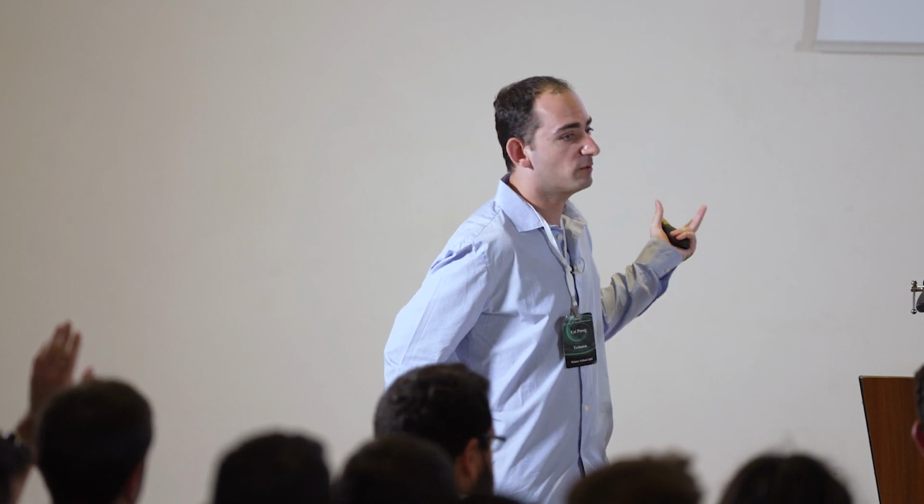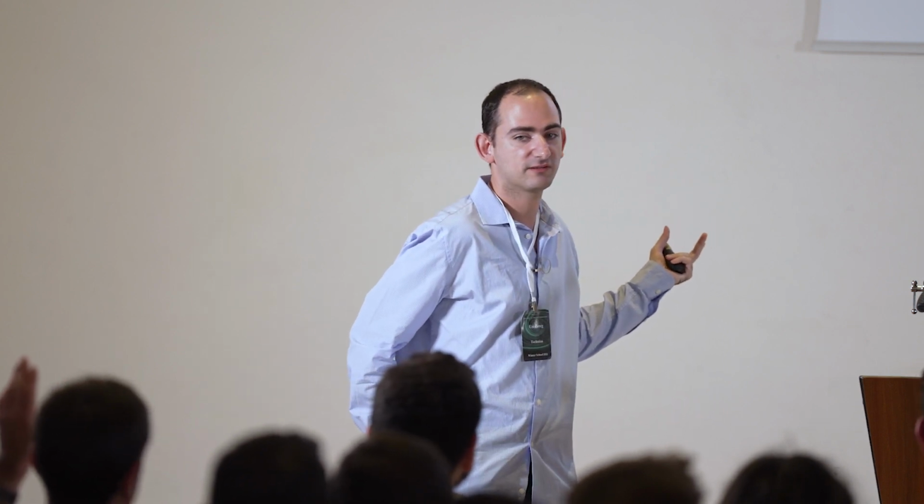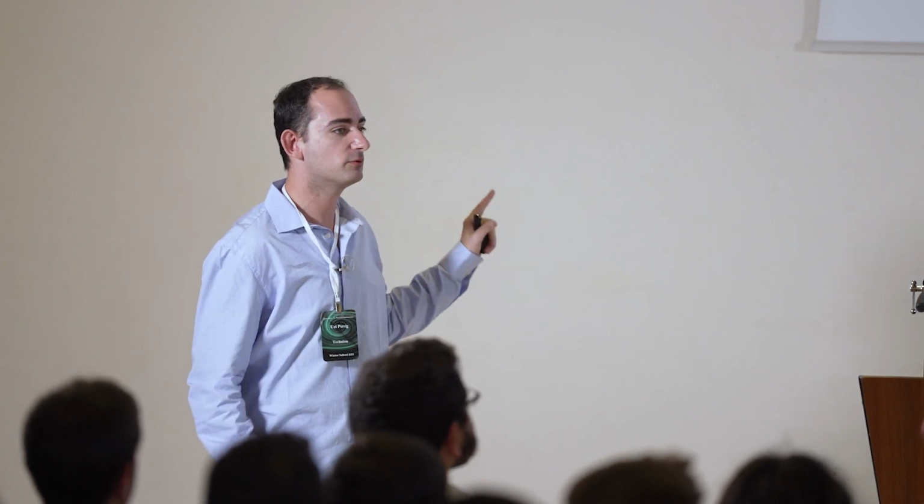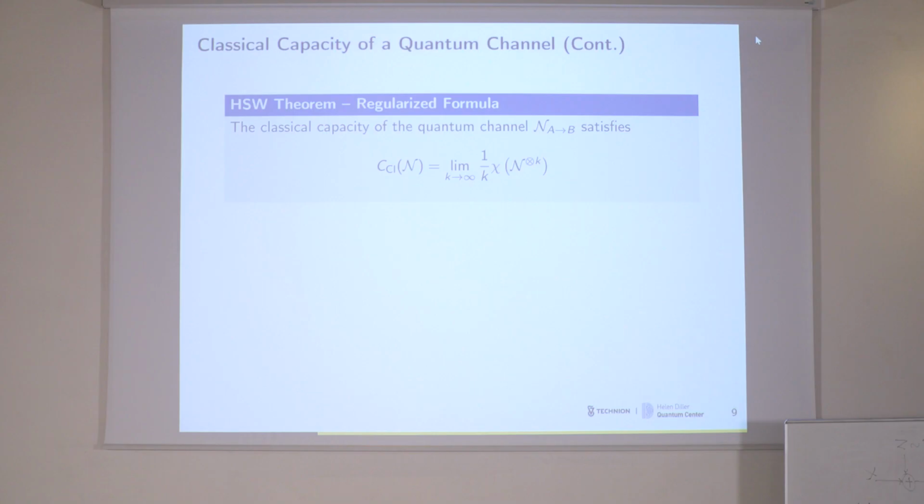This is not a computable formula. I cannot compute this. This is too difficult to compute. So this is not considered to be a full solution to the problem. Because of the k limit? Yeah, because it involves limits. It's difficult to compute this. Why is it difficult to compute? Because the dimension of the product channel, the dimension of the Hilbert spaces, are exponential in k, right? So it's too difficult to compute.